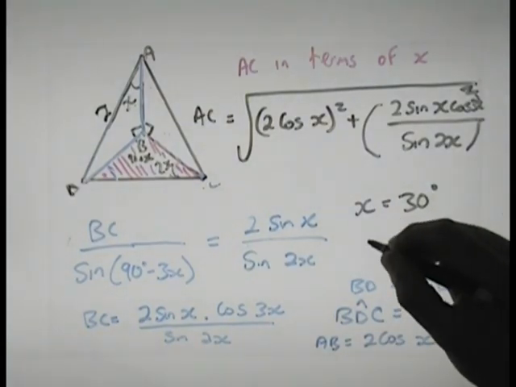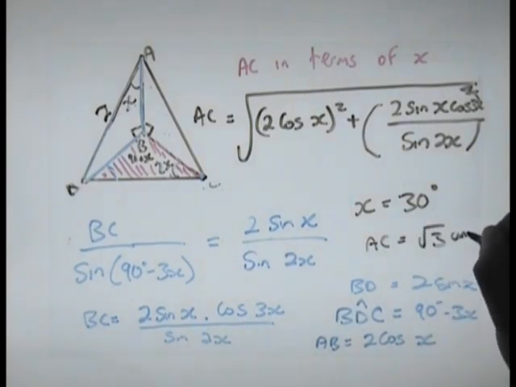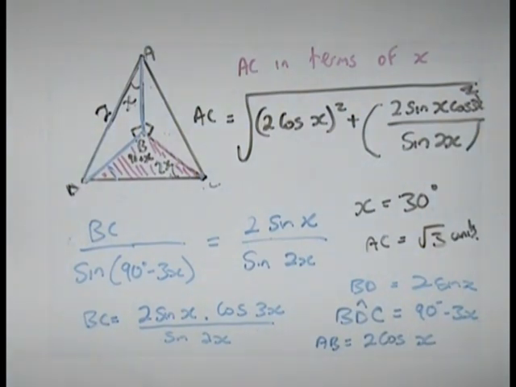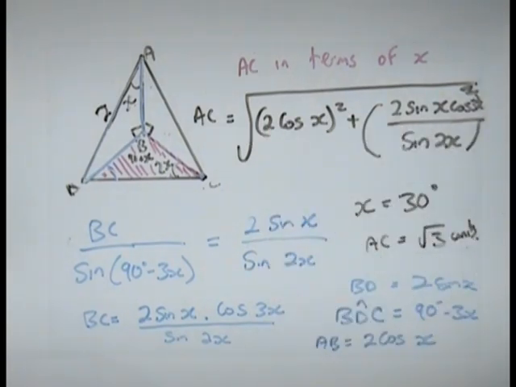And the answer you should get is that AC is equal to root 3 units. Why? Because if x is 30 degrees, 3 times 30 degrees is 90, cos of 90 is 0, which makes that whole term 0. 2 cos of 30 squared is equal to 3, and the square root of 3 is root 3.